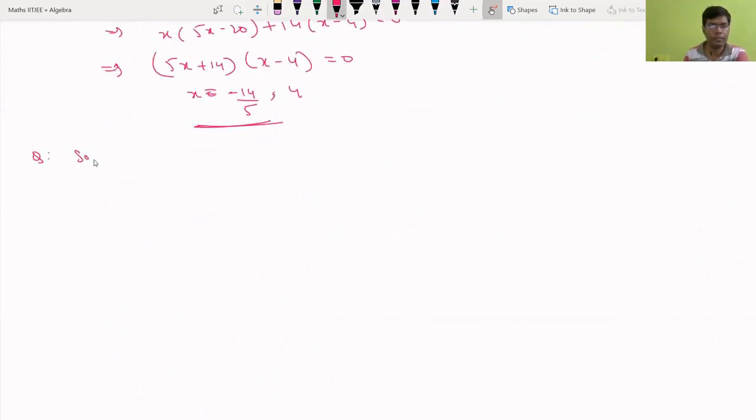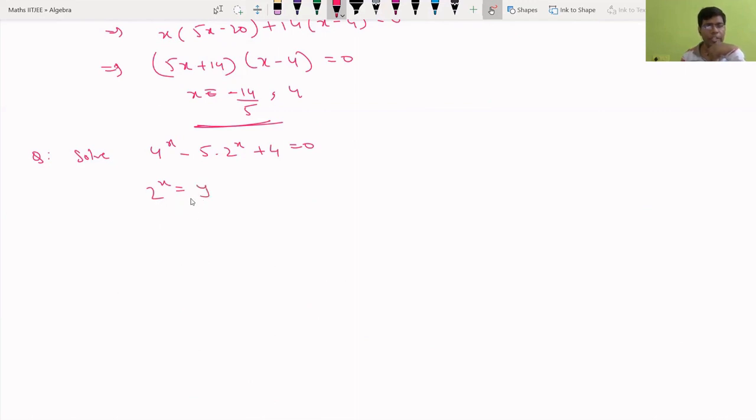So I have 4 power x minus 5 multiplied with 2 power x plus 4 is equal to 0. So now if you see externally, this equation doesn't look like a quadratic. Now we have 4 power x, 2 power x. But this can be reduced to a quadratic equation when we take 2 power x is equal to y.